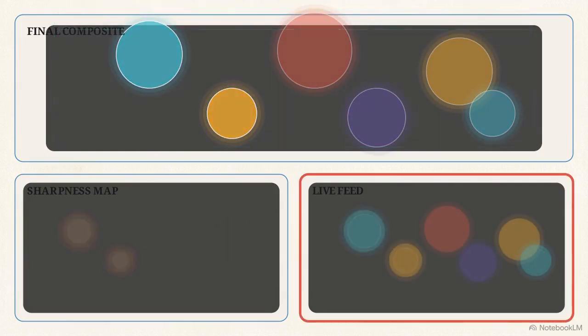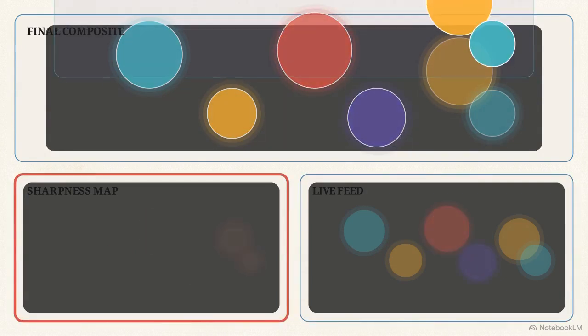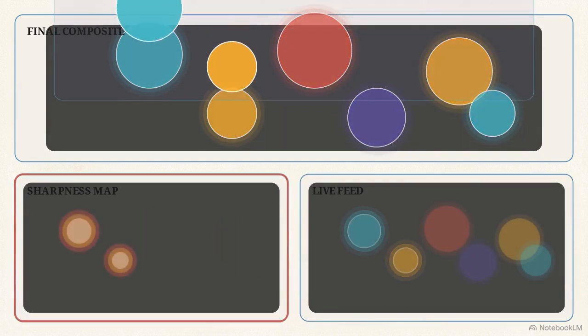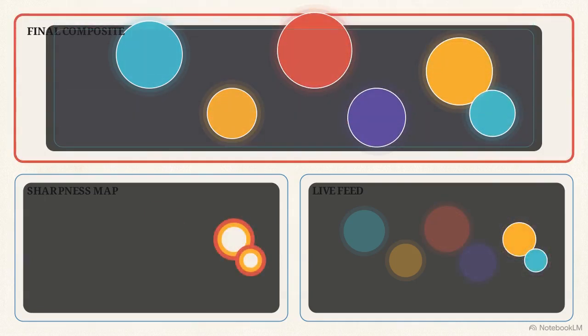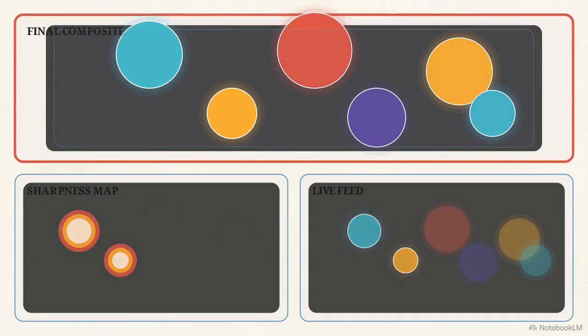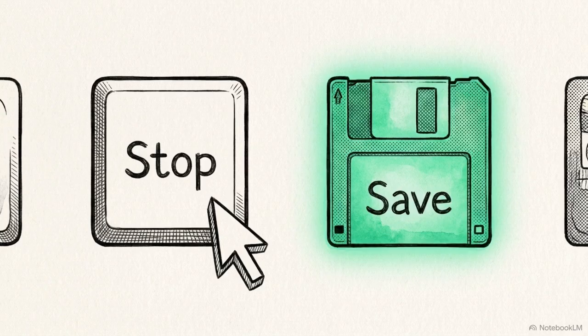Panel 3, bottom right, displays the raw live image feed. Panel 2, bottom left, is a sharpness map tracking detected focus points. Panel 1, taking the top half, is the final composite, progressively stacking and sharpening layers in real time. Once that top composite is perfectly sharp, click the square Stop button and save the resulting image file.